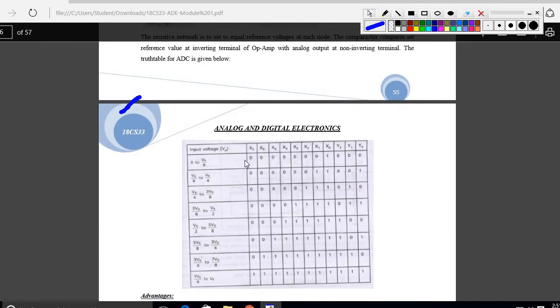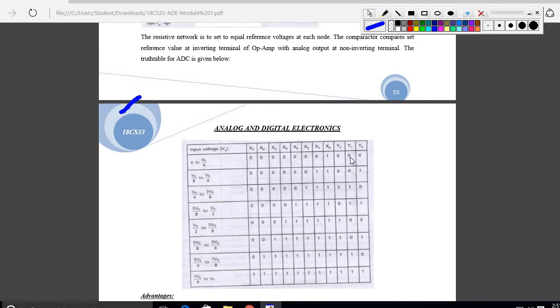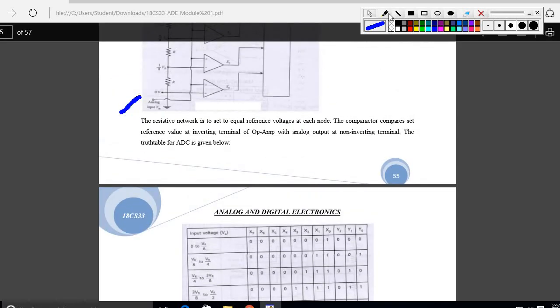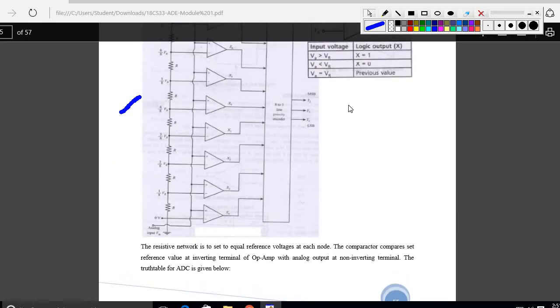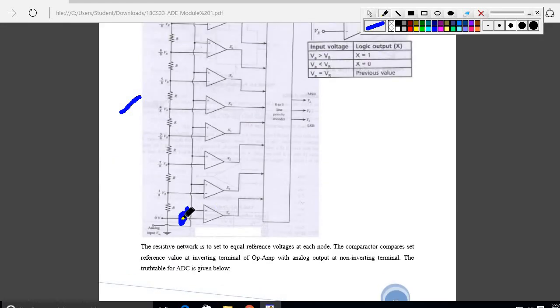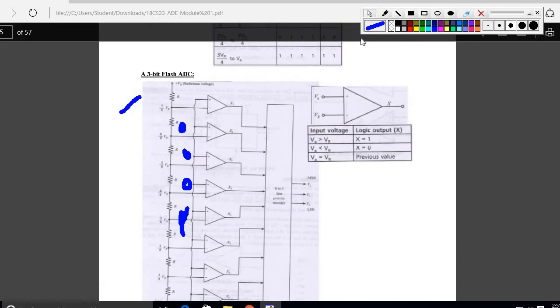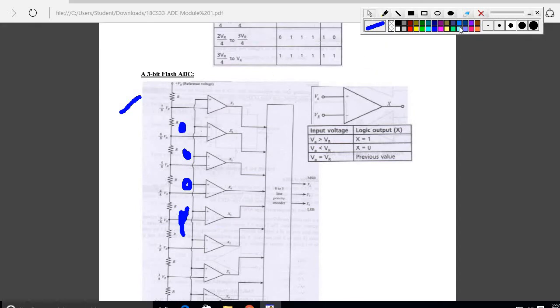We'll see that. So same thing, 0 to VR by 2, first x0 is 1 and the remaining inputs are 0 and the output should be all 3 zeros, like this. See here in this circuit diagram, if x0 is 1, all remain 0. All remain what exactly? All remain 0. Is it clear? Are you getting my point?